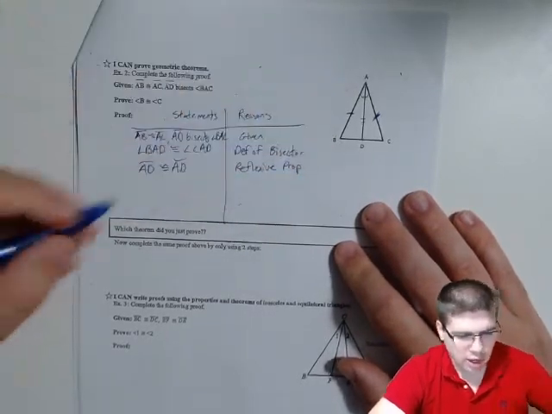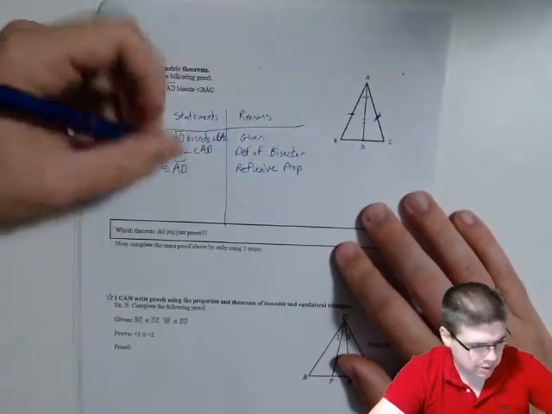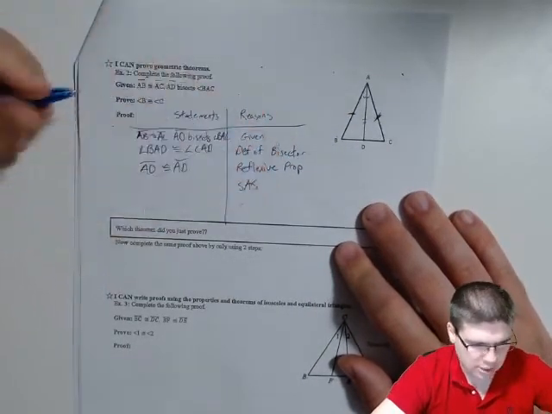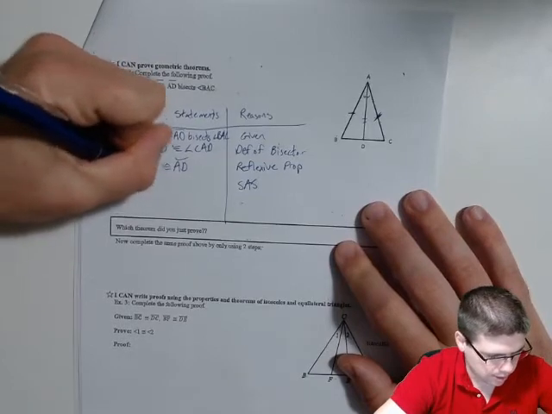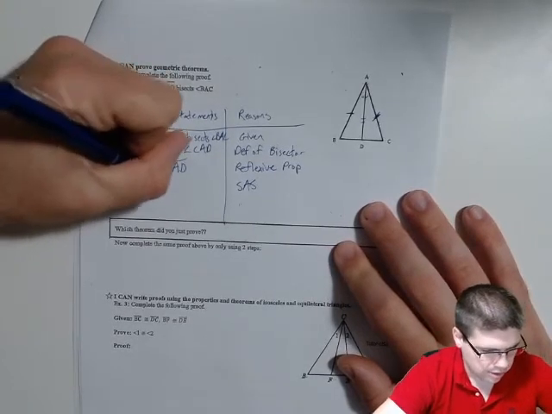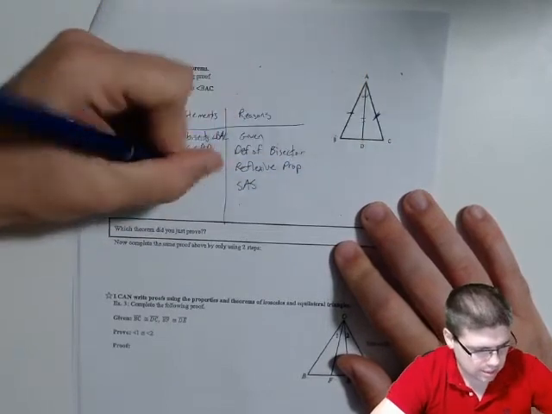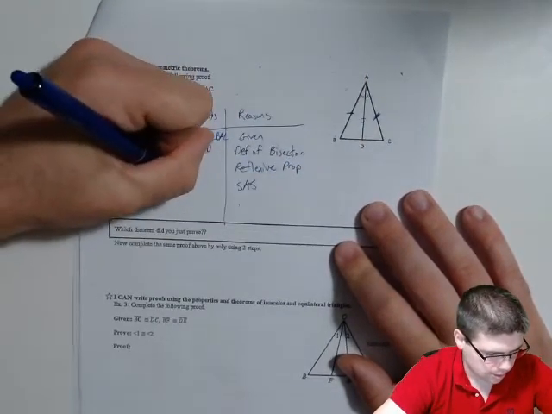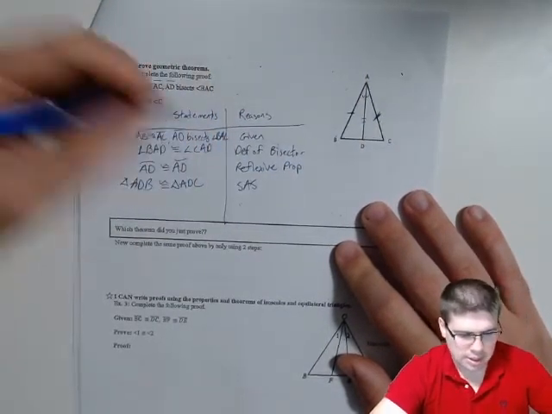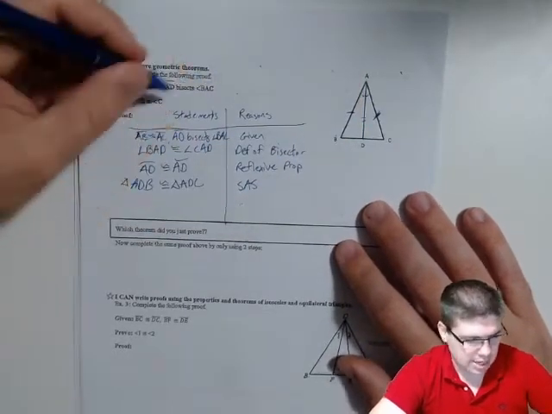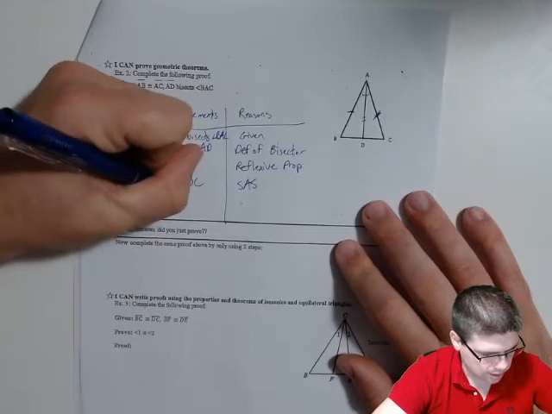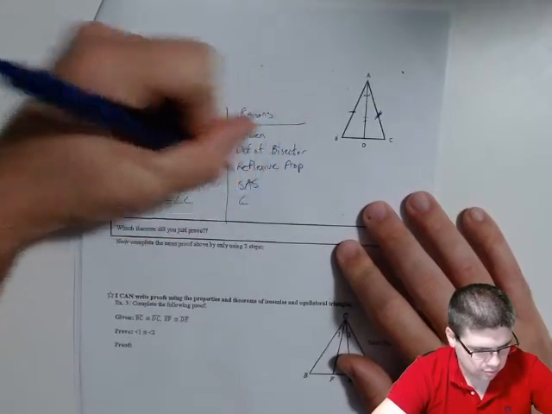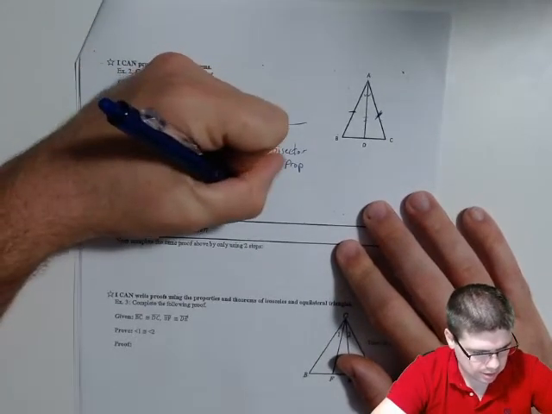And then we've got side, angle, side. So side, angle, side, we got the triangles are congruent. So I'll say triangle ADB is congruent to triangle ADC. And so then we can finally say that B and C are congruent. Angle B is congruent to angle C, and that is from CPCTC.